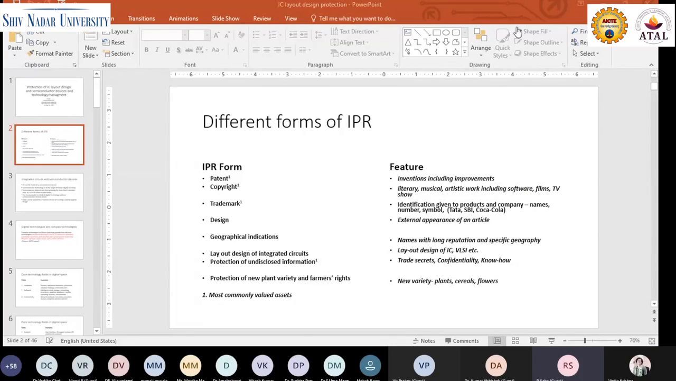Since we are talking about IP management, this is a very important aspect which is often missed: the variety of rights which are given to you by the government, and how you exploit all of them.